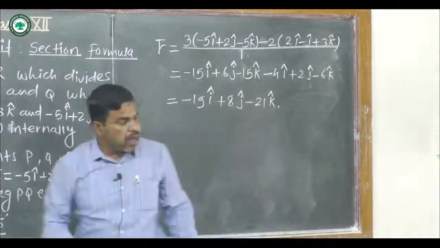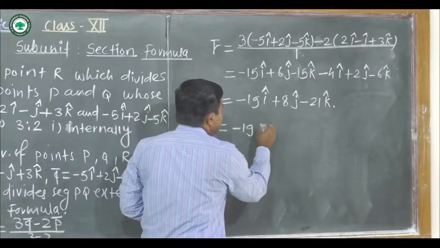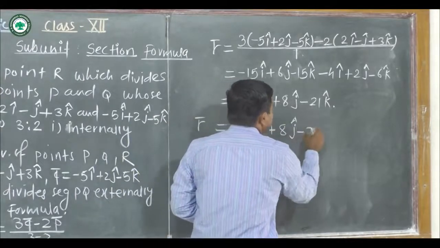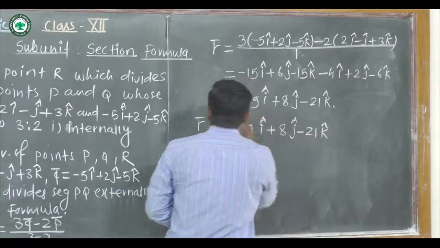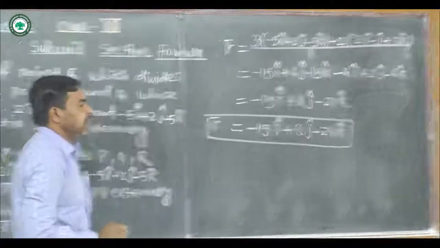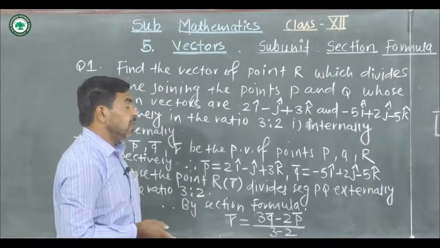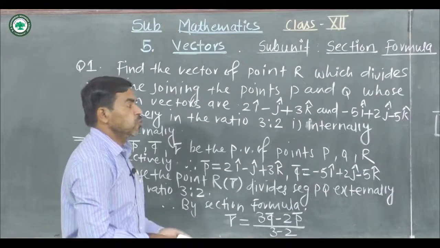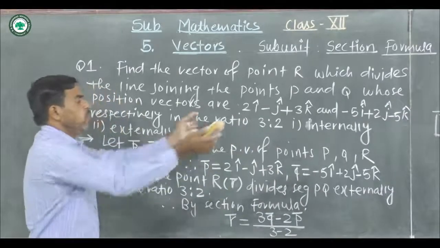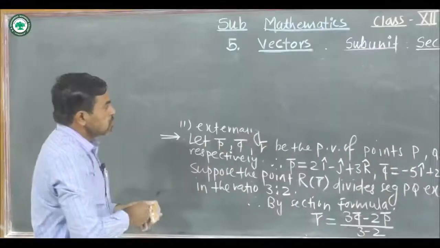So therefore r bar is equal to minus 19 i cap plus 8 j cap minus 21 k cap. And now this is the position vector of the point R if the point R divides the segment PQ externally in the ratio 3:2. Now this is the complete solution for question number 1. Now let's see question 2.